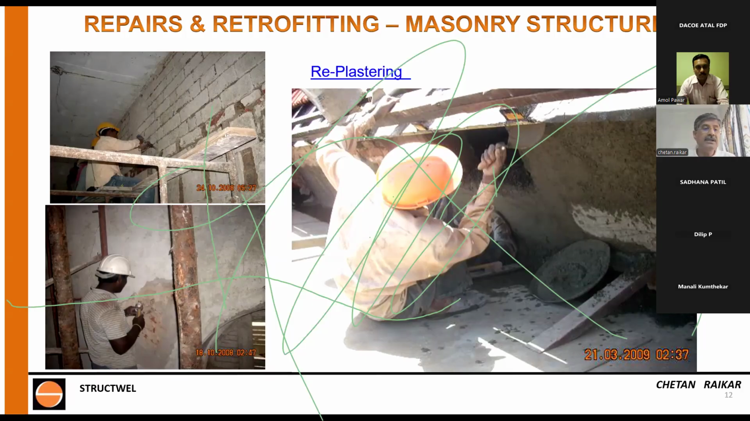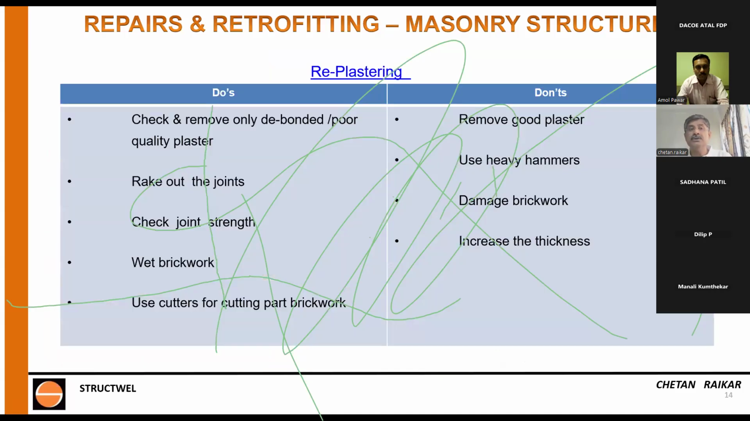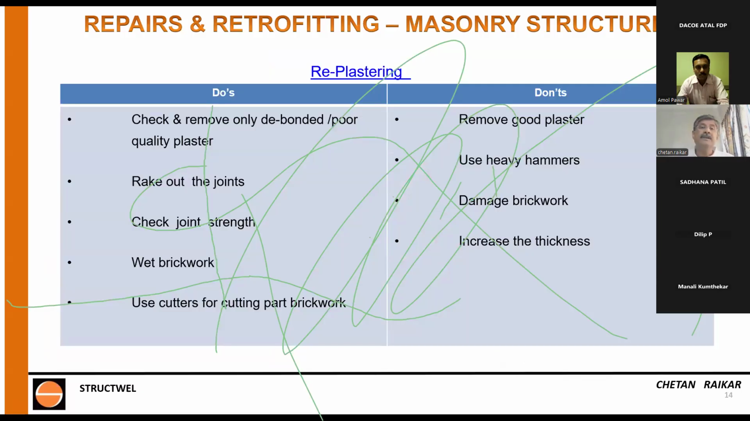Another thing, why this photograph is here is chiseling. Removing a plaster is also a very important technique. Let us see in replastering the do's and don'ts. These are a few sample photographs. I don't need to teach replastering, but I will also talk about why double layer plaster and why single layer plaster inside. In replastering, what are the don'ts? Check and remove only debonded or poor quality plaster.